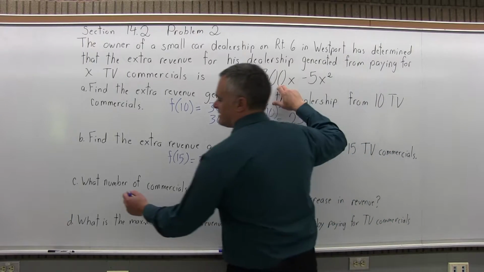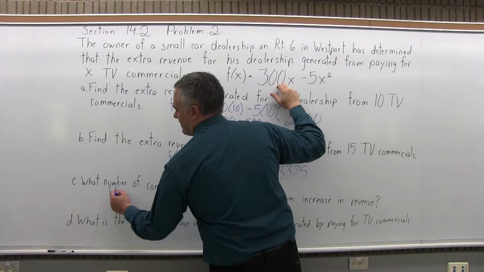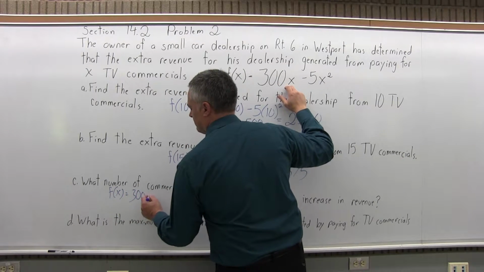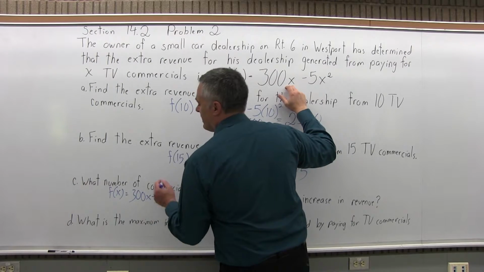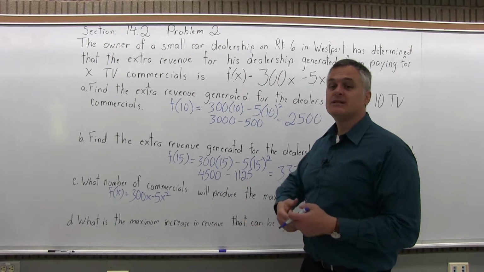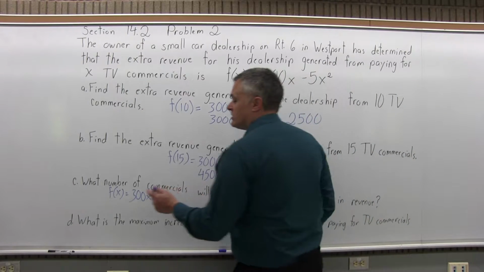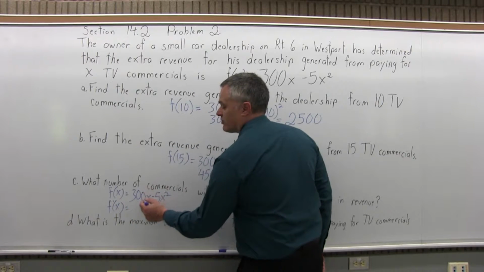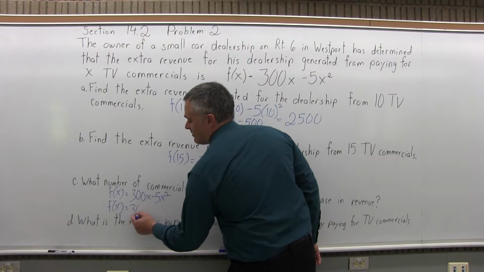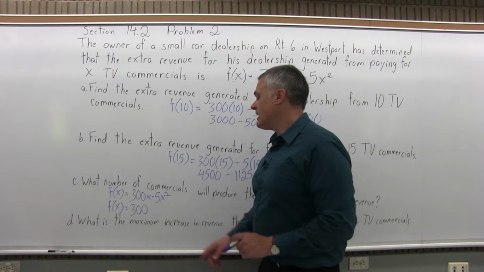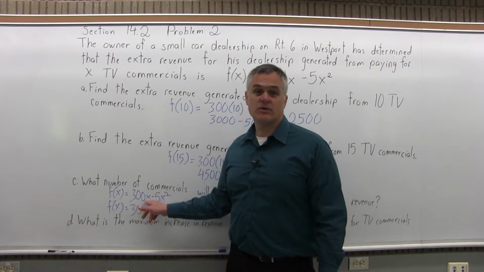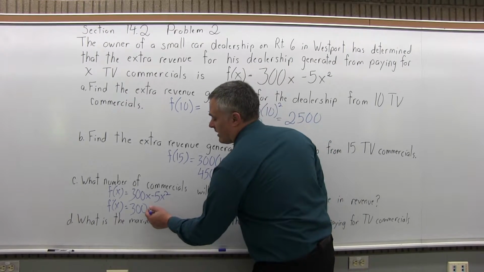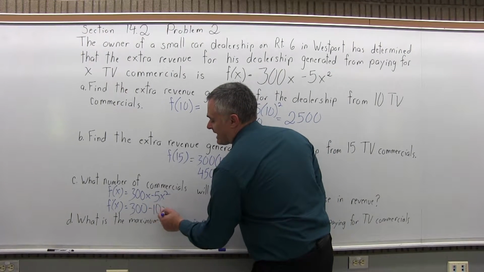So take our f of x that's given. f of x equals 300x minus 5x squared. And we're going to take the derivative, set it equal to 0, solve for x. So this is a pretty easy derivative to take. f prime of x equals, 300x becomes just 300. Again, when you have an x to the first power, the derivative is just the number in front of the x. And now the minus 5x squared will become minus 10x to the first.